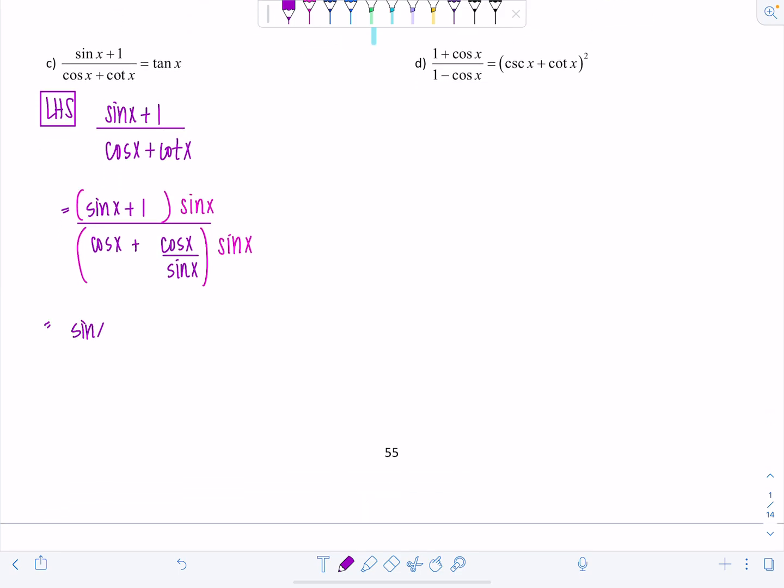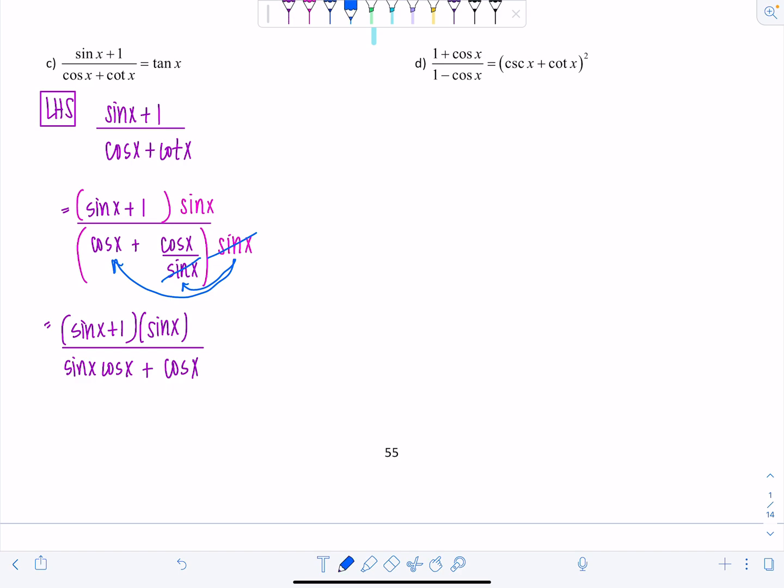So I've got sine x plus 1 times sine x in the numerator. And then this sine x down here is going to distribute. Okay, so we've got sine x cosine x plus, and then it cancels with the sine x in the denominator for the second term. So all I have now is cosine x. Ooh, so we're almost there. Look at the denominator. I can factor out a cosine x from both these terms. So I have sine x plus 1 times sine x over cosine x times sine x plus 1.